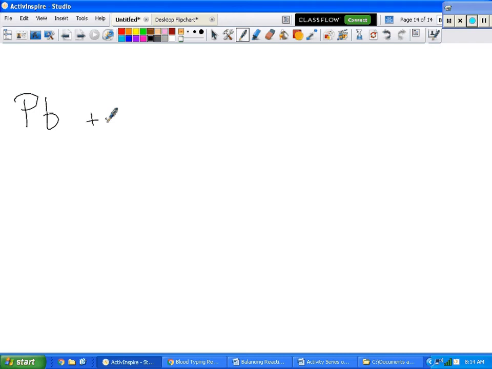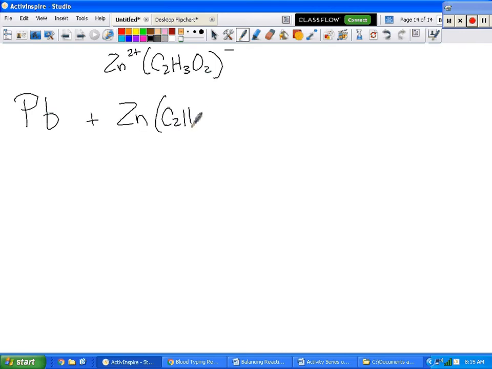Now, what is the charge of zinc always? Zn2 plus. Acetate is going to be the one that gets you. Hopefully you remember that one by now. What is acetate? And what's the charge? Negative. Okay, so that is our charges. Those are our ions. And what do you do with the ions to make the ionic bond? Crisscross.